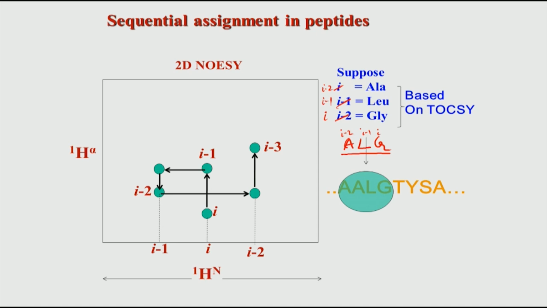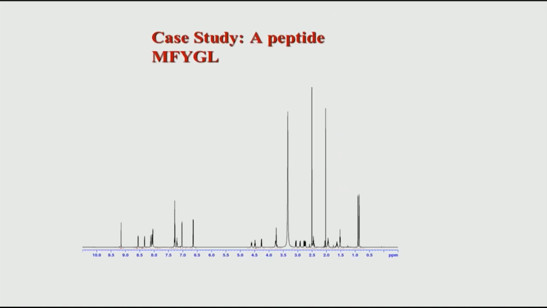Sequence specific resonance assignment, if you recollect, has two things we have to achieve. Number one, we have to do spin system identification, meaning from the TOCSY we have to identify all the amino acids, what amino acids they belong to, and from the NOESY we have to establish a sequential link. So, let us take a real example of a peptide with data, and go through this exercise again with a real experimental spectrum.